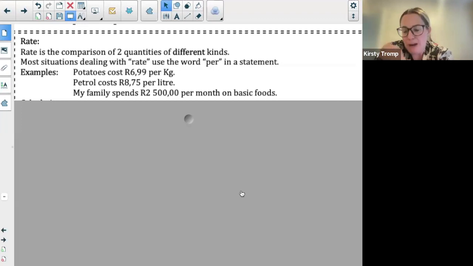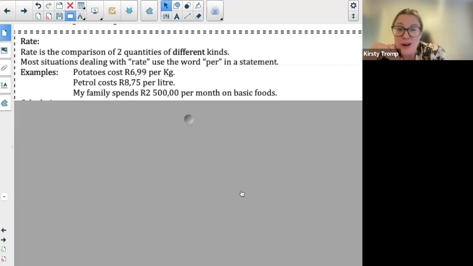So when we're talking about rates, we're talking about things like potatoes, which cost 6 rand 99 per kg. So we're dealing with rands and we're dealing with kilograms, all right? Rands is a quantity, kilograms is a quantity, but are rands and kilograms the same kind of thing? Nope. Rand is money, okay? Kilograms is weight, all right?